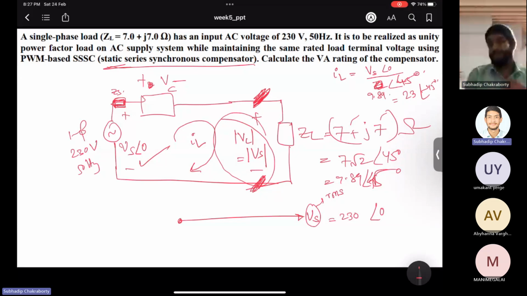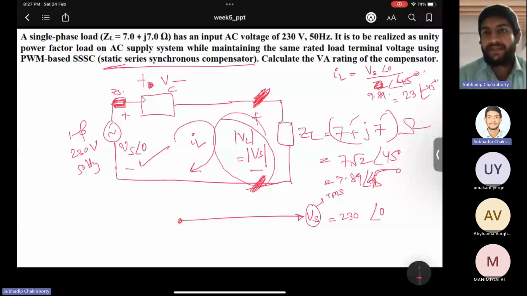What is mentioned in the question? Please read. This voltage should be such that the net loading on the system should appear to the supply as a unity power factor load. So if you had not connected the series compensator, how was your load? Lagging. Correct.